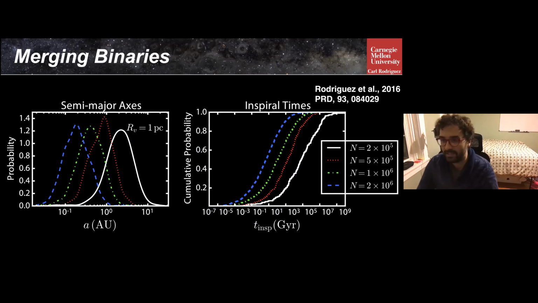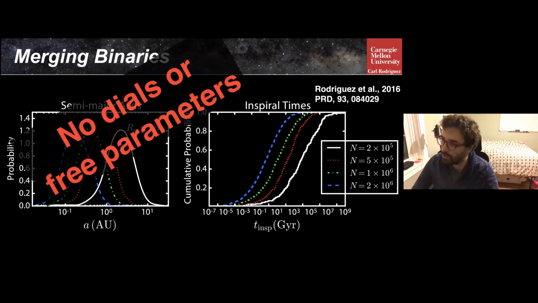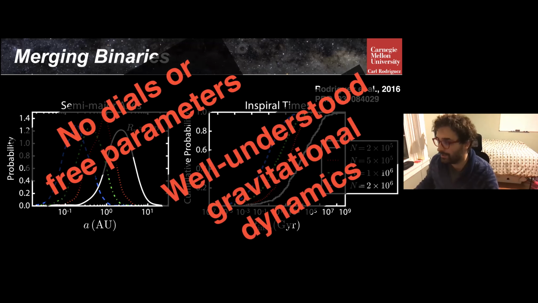And so that's one of the really nice things of dynamical formation scenarios. There are no appreciable dials or free parameters. It's all well understood gravitational dynamics. Once I start with some initial conditions, once I start with some population of stars and black holes, it's all well understood deterministic Newtonian dynamics.